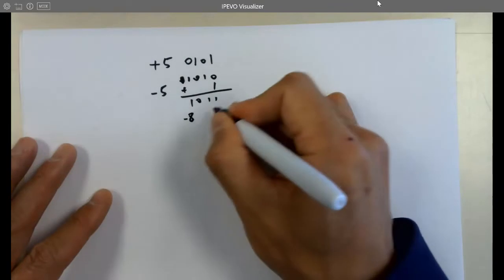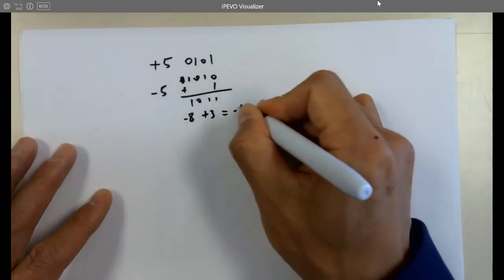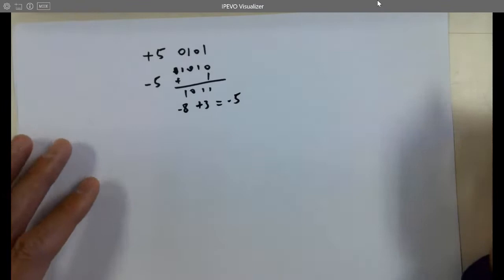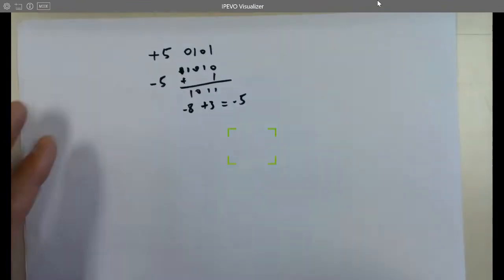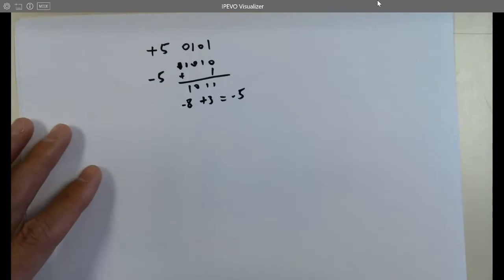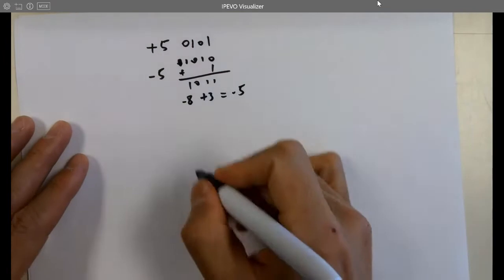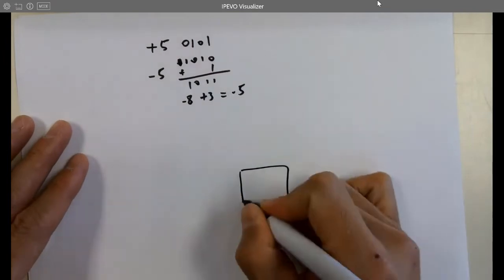Is this minus A? Is this number 3? And verified. Okay, how do we implement this in hardware? I've got a 3-bit full adder here, for example. It's a ripple carry full adder.